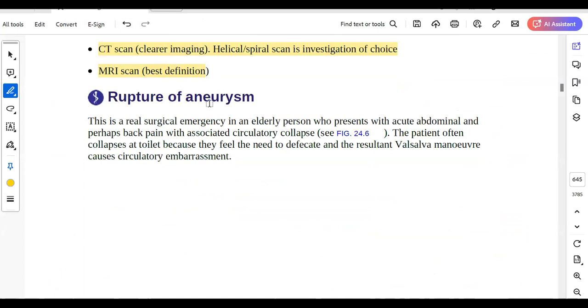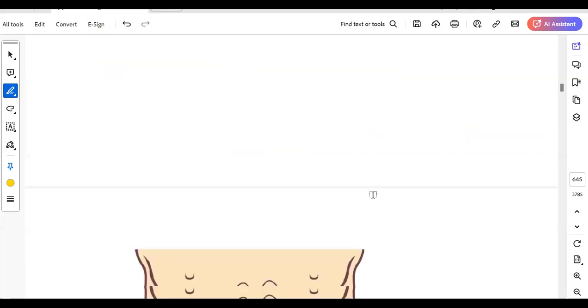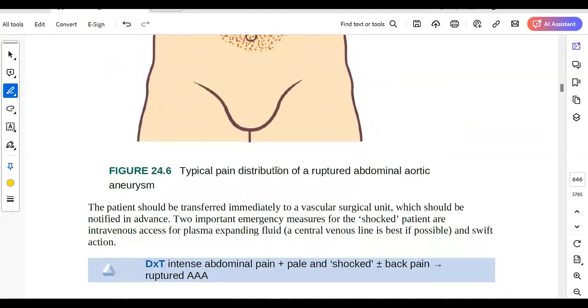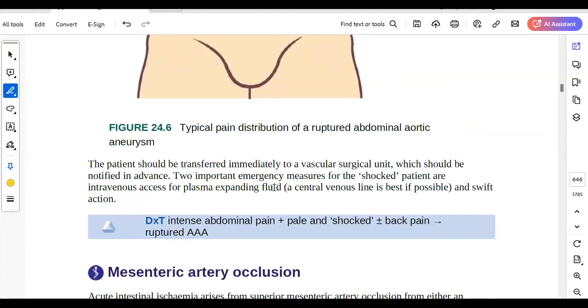Now, what if it gets ruptured? So a ruptured aneurysm presents as a surgical emergency. Patient will present to you with an acute abdominal pain, and sometimes the pain can refer to the back. Along with that, patient will be in a significant circulatory collapse. So have a look, this is where the patient usually gets pain. So central abdominal pain, very sudden onset, traveling to the back, and patient is a bit elderly, sometimes even a known aortic aneurysm patient, and definitely when it is ruptured, patient will be in shock.